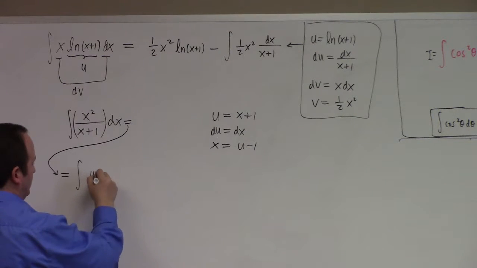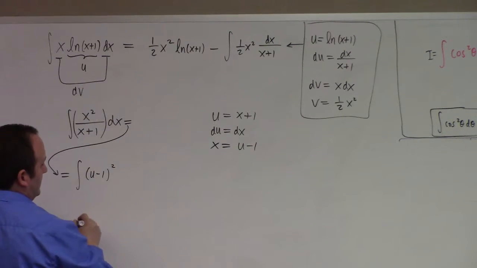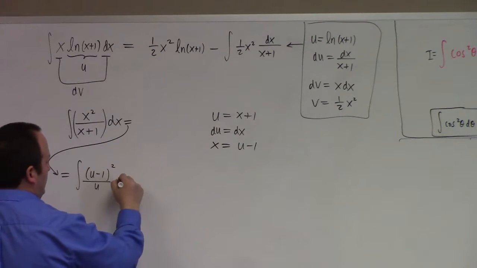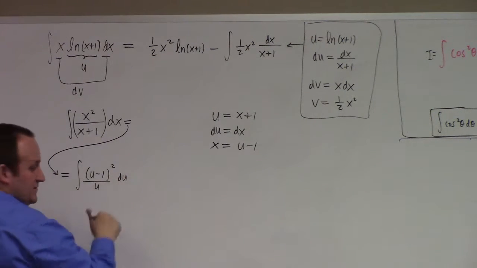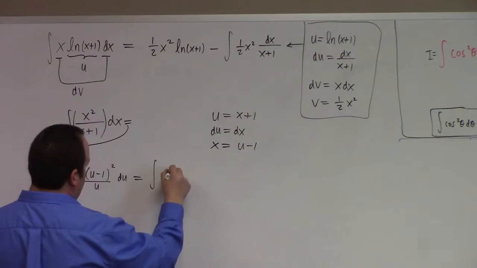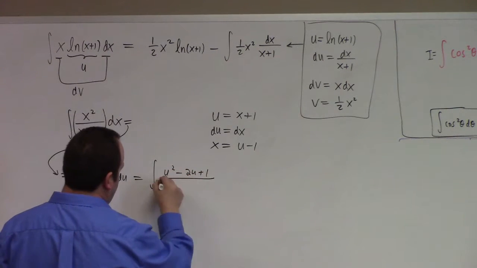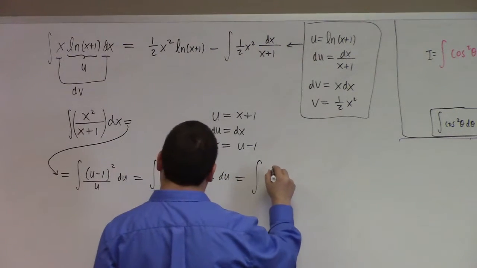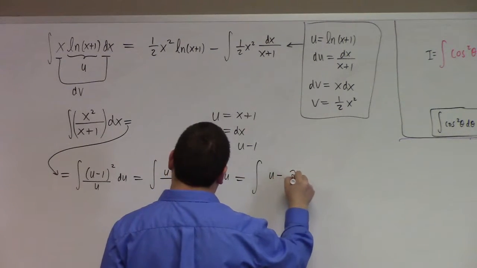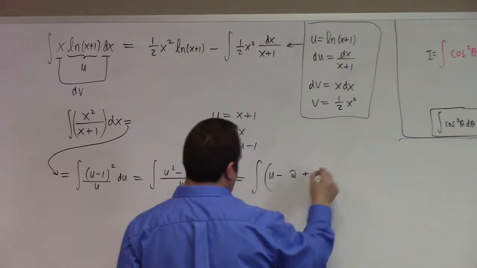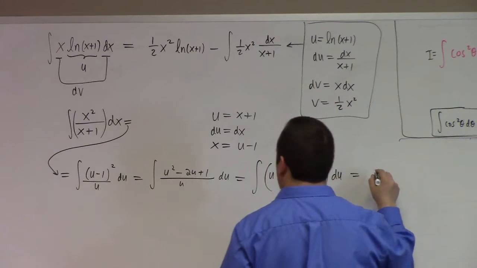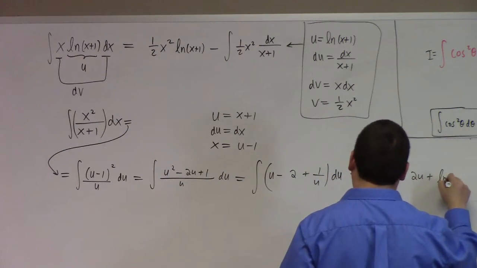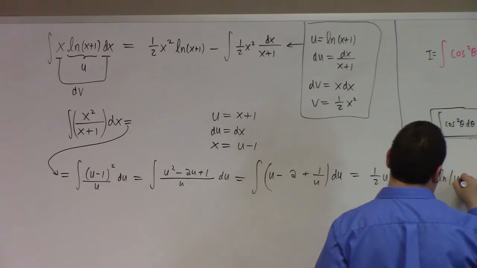u minus 1 squared is x, right? And then I divide by u. dx is du. And then this is u squared minus 2u plus 1 divided by u du, which is the integral of u minus 2 plus 1 over u du, which is 1/2 u squared minus 2u plus the natural log of the absolute value of u plus a constant.